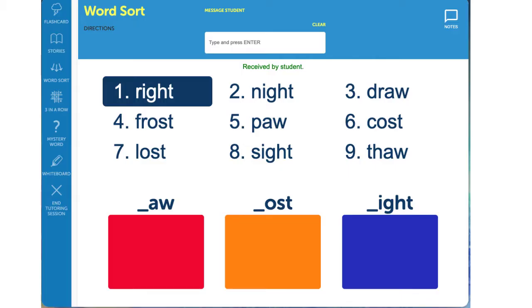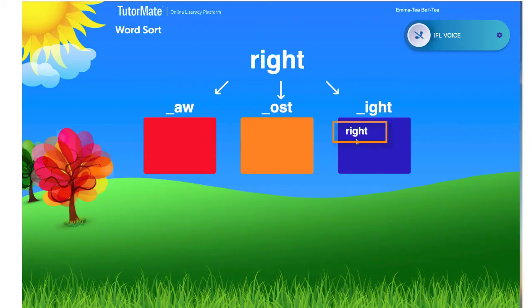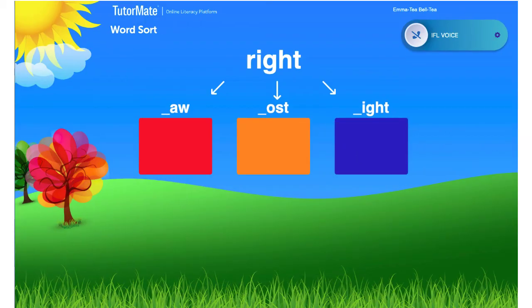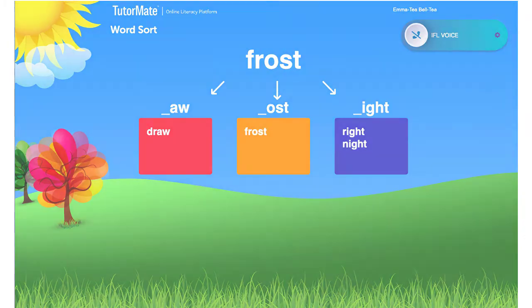Once you click on the appropriate box, the word will populate and the student will see the same word on their screen. Once all of the words have been placed in a box, draw your student's attention to the similarities of the words. Then, have your student read the words in each box.